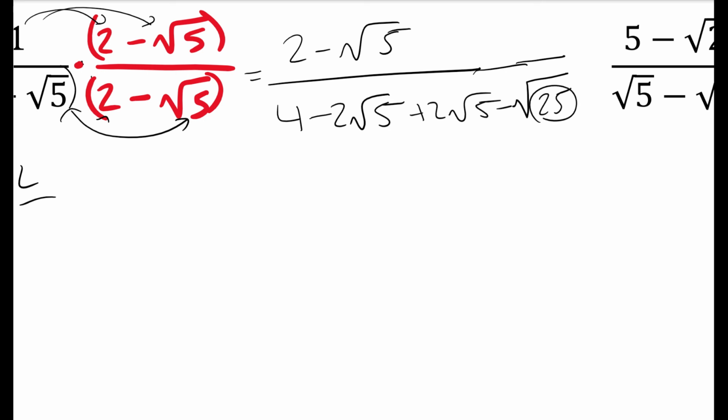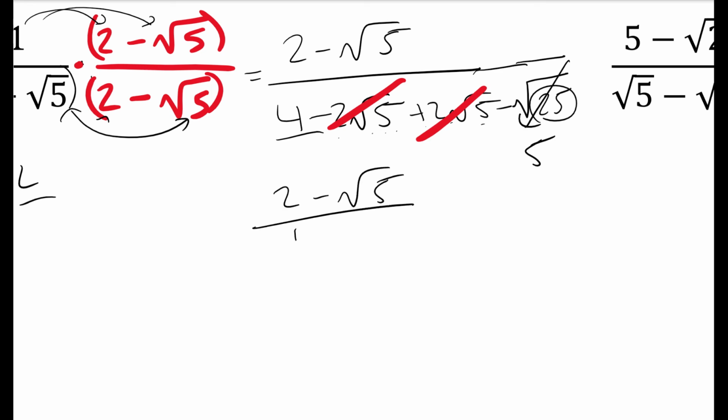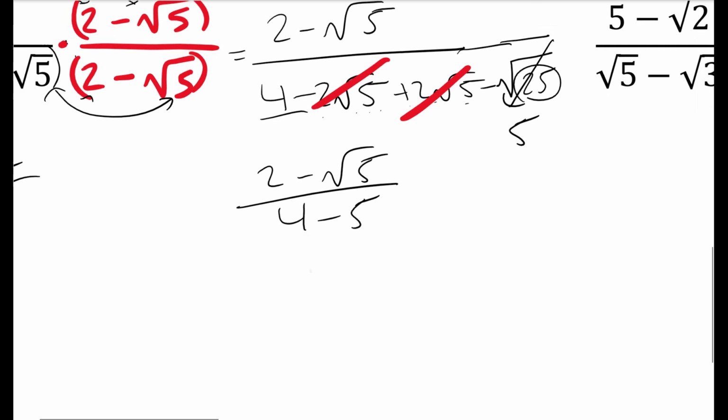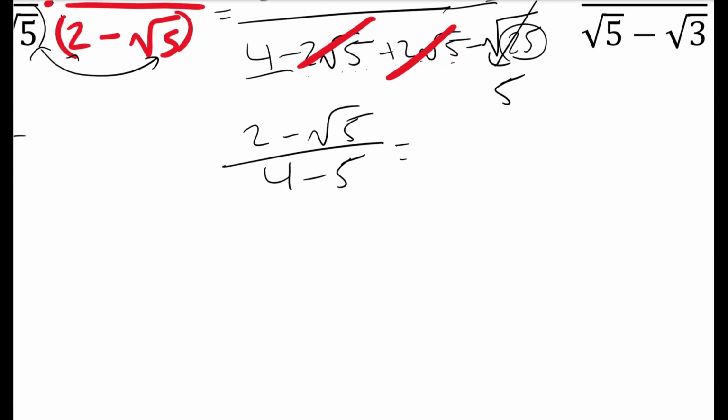What about the middle? Well, we have negative 2 square root of 5 and then a positive 2 square root of 5, so those cancel. And we know that this is going to become a 5. So we have 4 minus 5. So we have 2 minus square root of 5 over 4 minus 5. 4 minus 5 is negative 1. So we have 2 minus square root of 5 over negative 1. We got rid of the radical. So there's no more radical in the bottom, which is great.